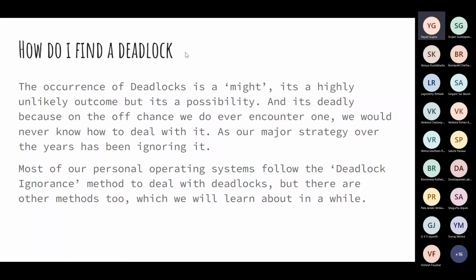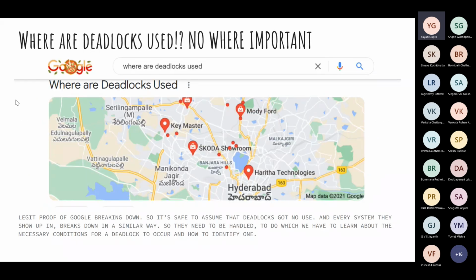Sorry to interrupt, Aditi. Can you go to the last slide? This example seems really interesting. Can you explain it a little bit more? How did Google break down because of deadlock?